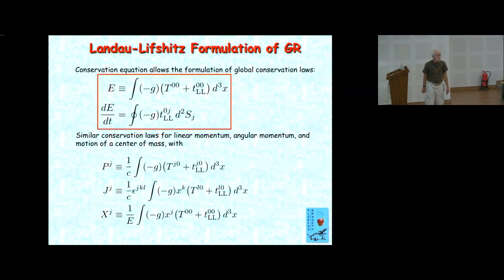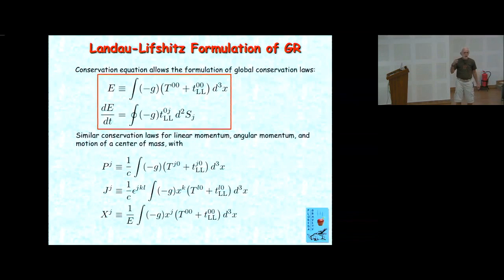And what we'll discover as we go along is that this Landau-Lifshitz pseudotensor contains the gravitational waves in a radiating system. And so this tells you that the energy of a system will change if it's radiating gravitational radiation. And you can calculate that change by determining that pseudotensor and doing that surface integral. In fact, we'll do it later on.